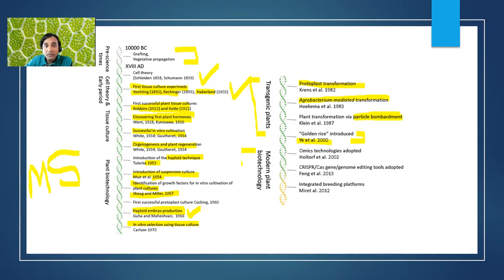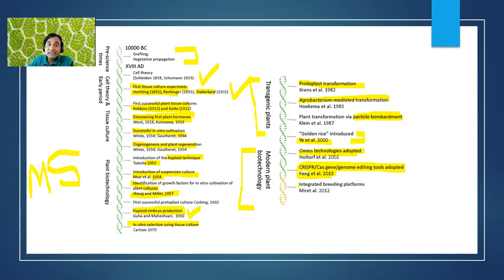And now the most advanced things, what we call modern plant biotechnology, where we have proteomics, genomics, lipidomics, different kinds of omics, metabolomics, for example. Different kinds of techniques have been developed. Very recently, in 2013, they got the Nobel Prize for it, right? The CRISPR-Cas gene editing techniques have been adopted.